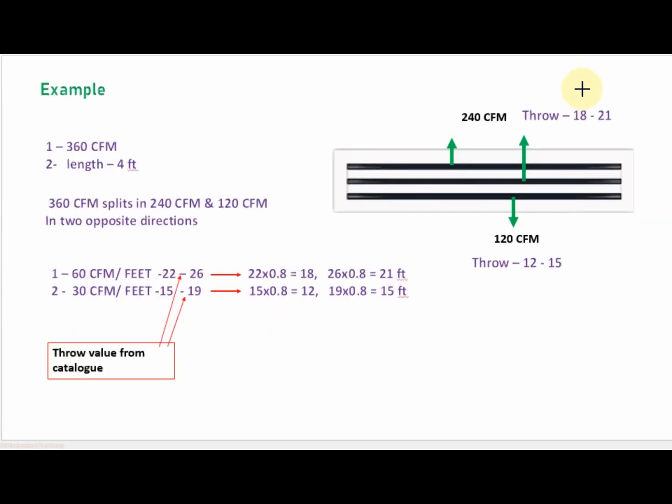How to calculate two-way throw for a linear slot diffuser? We will do a simple exercise. We have total airflow for this linear slot diffuser equal to 360 CFM, and the linear slot diffuser length is 4 feet. In one horizontal direction it has 240 CFM airflow, and in the opposite horizontal direction the flow is 120 CFM. Now we will calculate the throw for these two flows.